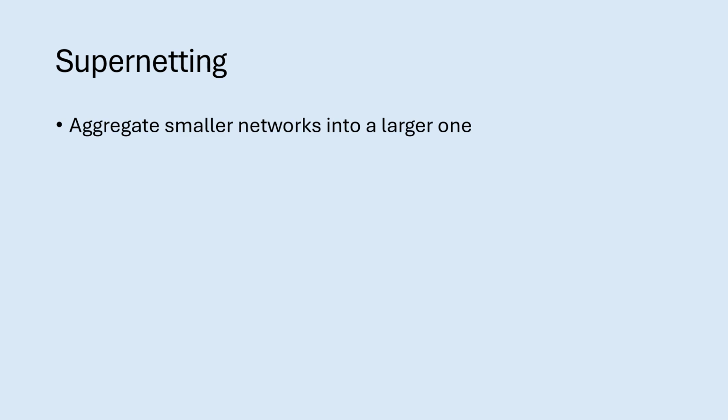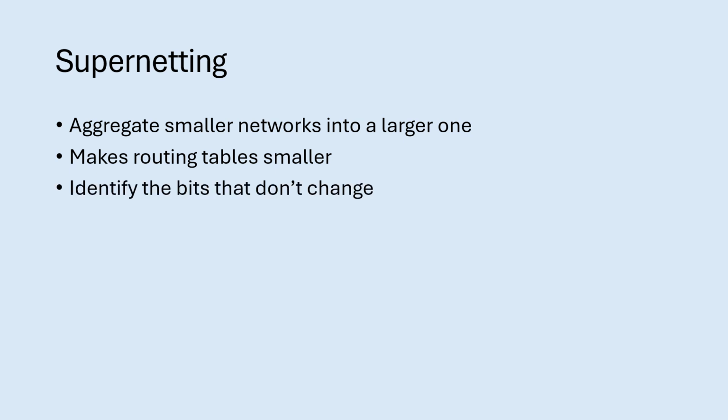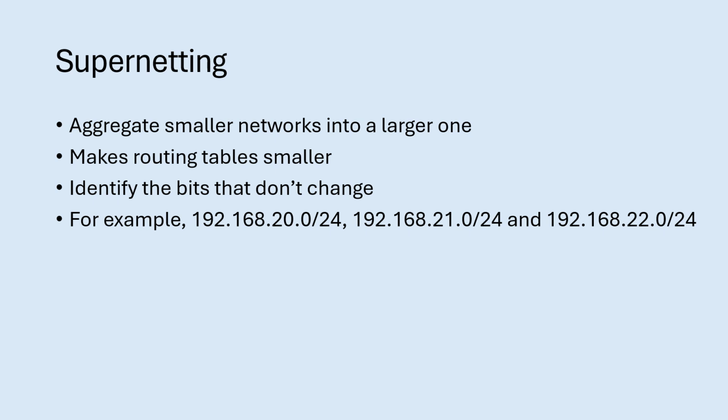The last thing I want to show you in this presentation is supernetting. Supernetting is useful and important because you can use it to aggregate smaller networks into a larger one. Makes routing tables smaller, which is good. So what we will do here in this example is we will identify the bits that don't change. So in my example here, I've got 3 /24 networks. So we can see here that it's the third octet that's changing.